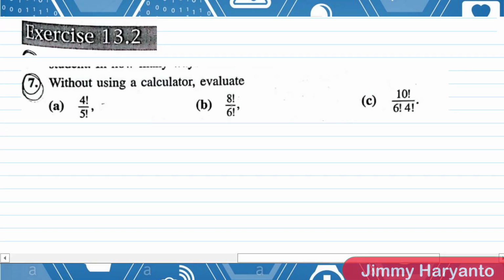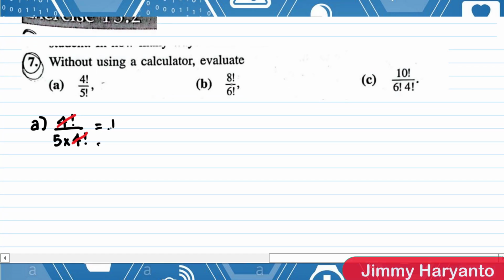For number 7, without using a calculator, evaluate this one. Yeah, so for A, we will have 4 factorial, just leave it like that. But for the 5, we will separate them into 5 times 4 factorial. Yeah, so we can group the 4, 3, 2, 1 into 4 factorial. So we can cross out the 4 factorial. Therefore, we will have 1 over 5 for the first one.